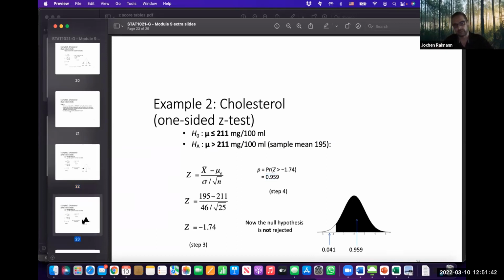On the opposite end, if you are hypothesizing now that your sample mean is actually greater than 211, your null hypothesis is that the sample mean is smaller than 211. So now your rejection region is everything greater than that, right? You're looking at this range, everything greater than that. And now you have basically the inverse. You have 1 minus 0.041, right? And now you're not rejecting, obviously.